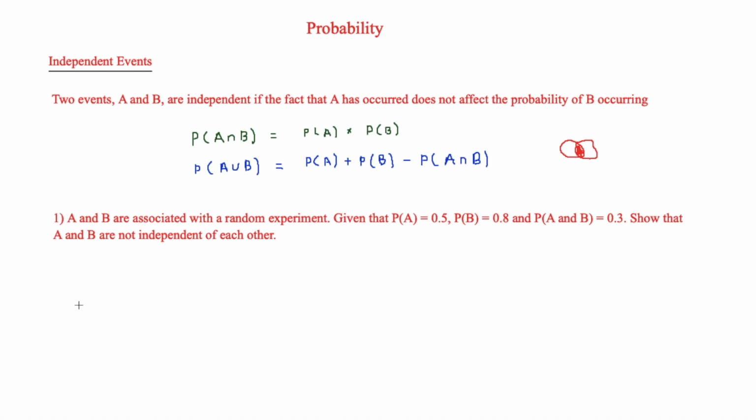So if we do the probability of A, we have 0.5 times by the probability of B, that's 0.8, and that is equal to 0.4. Now we can see that the probability of A and B is equal to 0.3, so as 0.3 is not equal to 0.4, we can conclude that they are not independent.